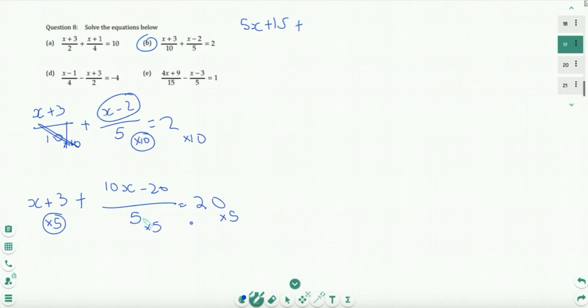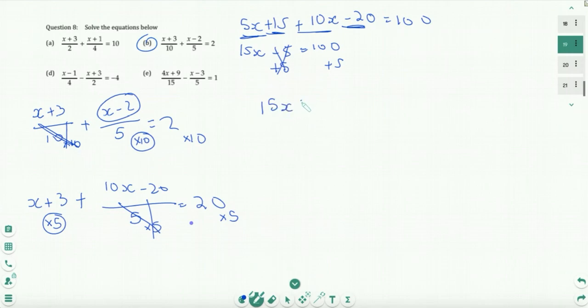Here, the divide 5 and times 5 are opposites, so they cancel out. So we're left with 10x minus 20 equals 20 times 5 is 100. Now we'll collect the like terms, so 5x plus 10x is 15x, and 15 minus 20 is negative 5, equals 100. X is being times 15, then minus 5, so we'll get rid of the minus 5 by plussing 5, plus 5 here. Minus 5 plus 5 cancel out, we're just left with 15x equals 105. 15 times something is 105, we'll get rid of the 15 by dividing by 15. Divide 15 here, x is equal to 7.